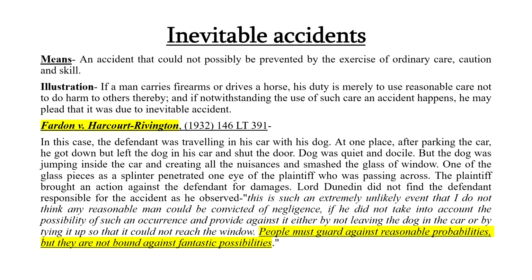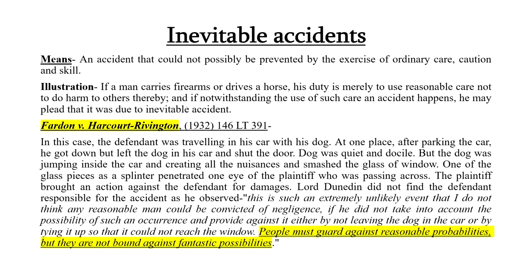Now, what does inevitable accident mean? Inevitable accident means where an accident could not possibly be prevented by exercise of ordinary care, caution or skill. So, an act has happened which has led to some kind of damage or injury and loss to the plaintiff. But if the cause of the act is such that it could not be controlled, prevented or guarded against with ordinary skill or care of a person, then it falls within the category of inevitable accident.